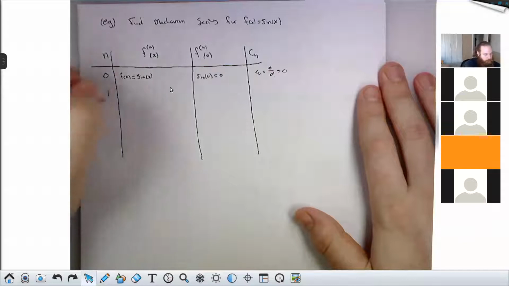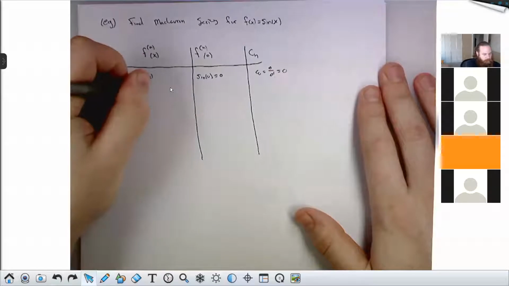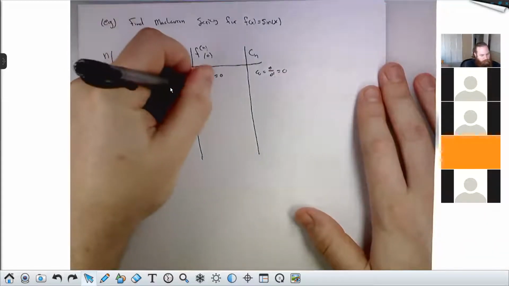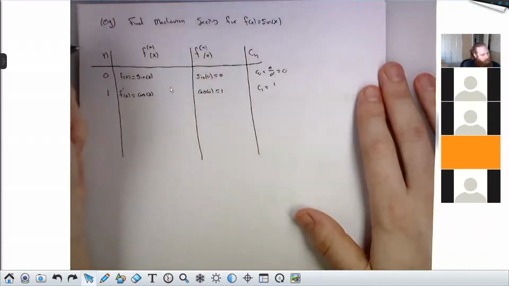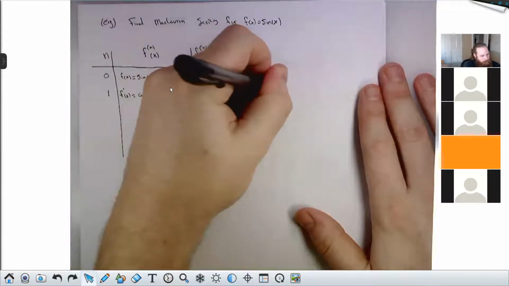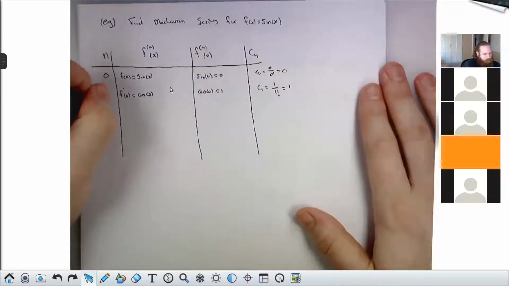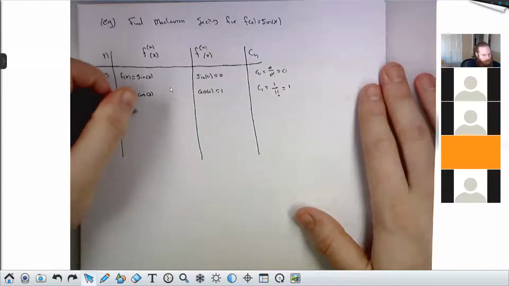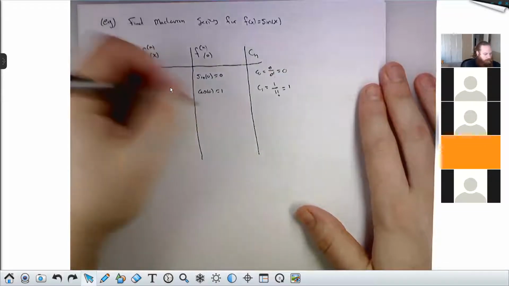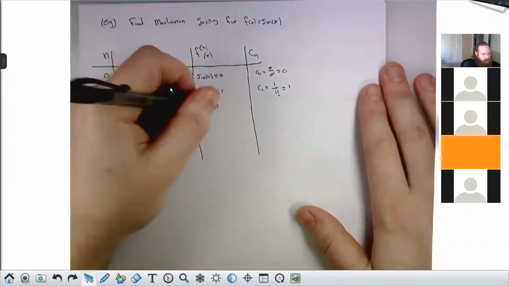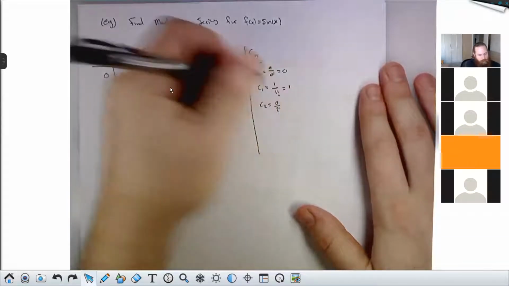And the row for n equals 1, f prime of x, the first derivative of sine is cosine. If you plug in 0, the cosine of 0 is 1. So C1 here is 1 over 1 factorial, which is just 1. When n is 2, if you differentiate twice, the derivative of cosine is negative sine. When you plug in 0, sine of 0 is 0, so negative sine of 0 is still 0, so C2 is 0 over 2 factorial, which is 0.